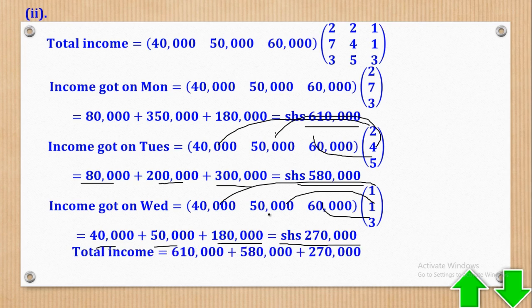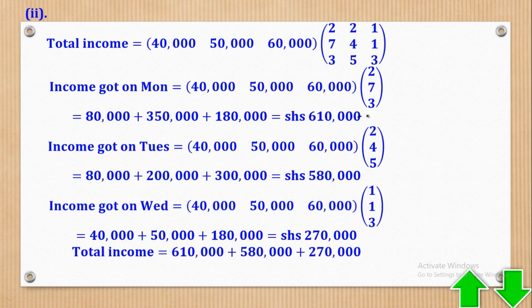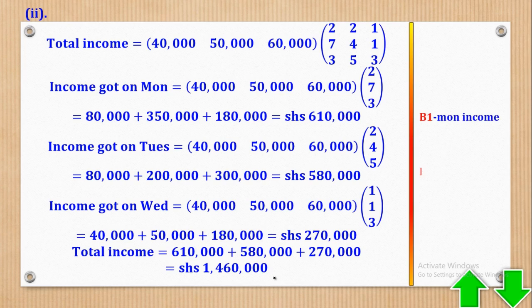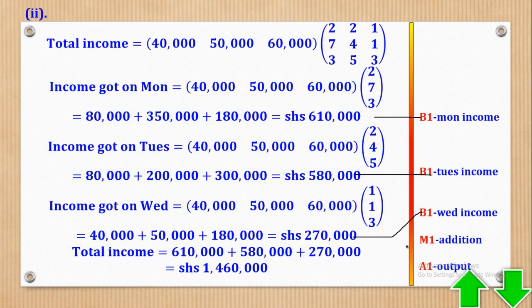Therefore, the overall total income will be got by summing up all the 3. So sum up this plus this plus this to come up with this. So when I add all the 3, I'll come up with 1.46 million shillings. So basically that's what they wanted, and now let's see how much can be awarded. So B1 for this, B1 for this, B1 for this, M1 for addition, A1 for output. So the matrix must be seen.